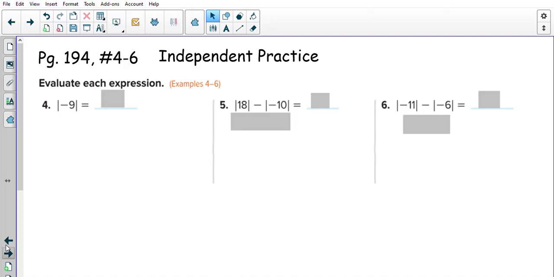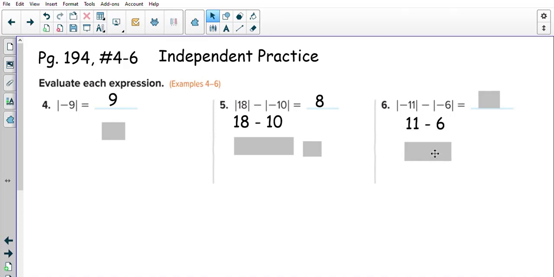All right, how'd we do? These also ask us to evaluate each expression. So in number 4, absolute value of -9, that is in fact 9. Number 5, absolute value of 18 is 18. Absolute value of -10 is 10. I need to subtract those. Final solution will be 8. Number 6, absolute value of -11 is 11. Absolute value of -6 is 6. 11 minus 6 will get us 5.